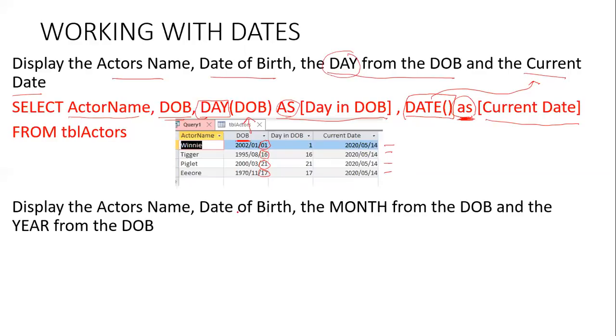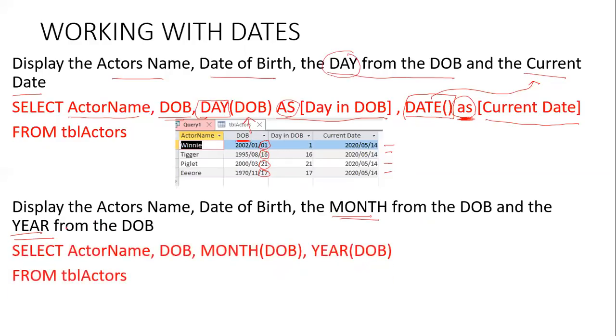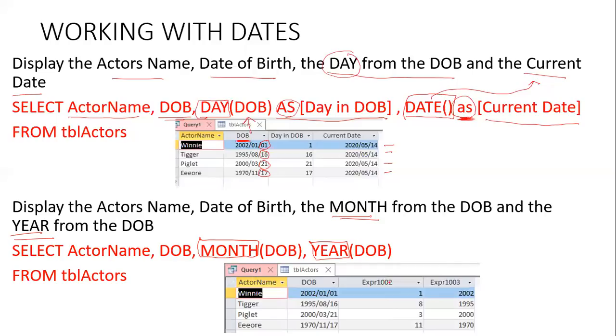Display the actor's name, date of birth, and here I'm looking for the month from the date of birth and the year from the date of birth. And again, it's used in the same way where I use the month function and the year function to extract those values from the date of births. And you will see the month. So it's 1, 8, 3, and 11, those values. And then the year, which is extracted in that column. So that is how you would go about making use of dates.